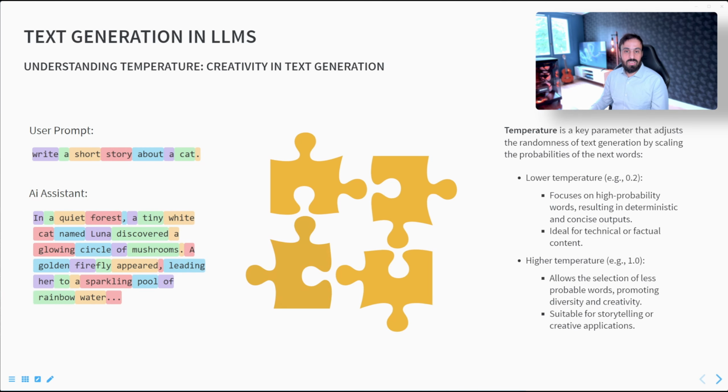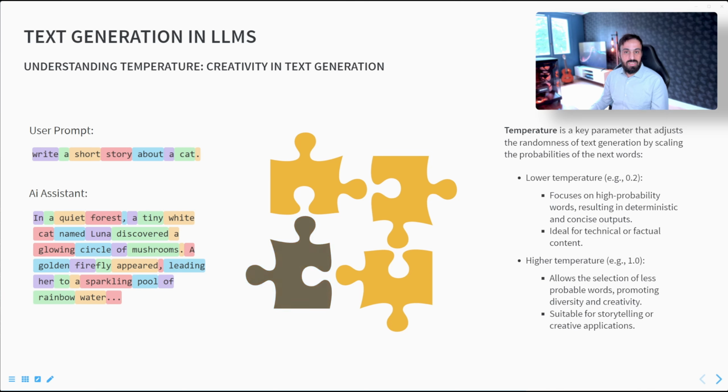Temperature is a parameter that controls the randomness in text generation by scaling the probabilities of word selection. With a lower temperature, the model focuses on high probability words, generating deterministic and concise outputs. This setting is ideal for technical or factual tasks. With a higher temperature, the model allows for the selection of less probable words, encouraging diversity and creativity in the output. This is especially useful for storytelling or creative writing.